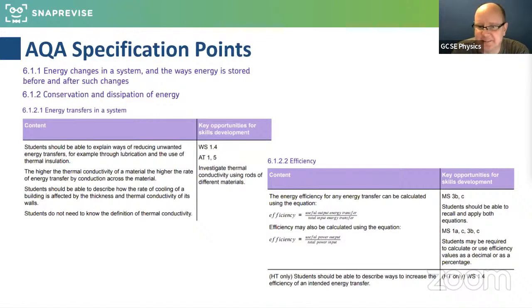In terms of the specification, AQA is usually the most detailed. So you need to be able to explain ways of reducing unwanted energy transfers, and you need to be able to use the efficiency equation. Of course, in this summer's exams, all equations are going to be given to you on an equation sheet or presented to you in the question. Only AQA students need to know about calculating efficiencies with powers instead of energies in joules. We won't be covering it in detail, but the calculation method is the same.